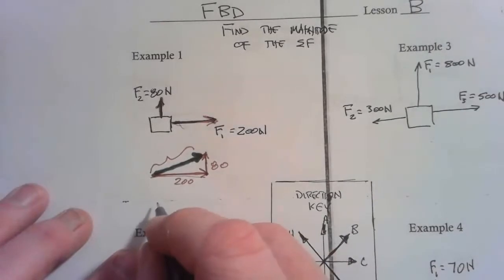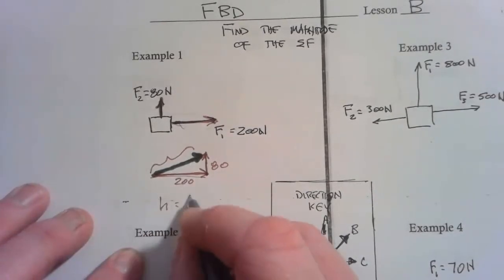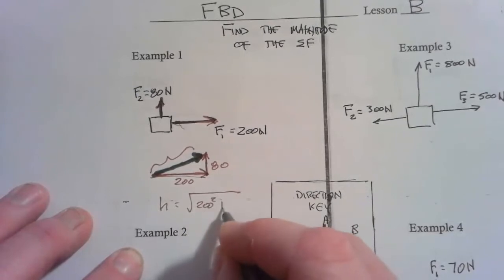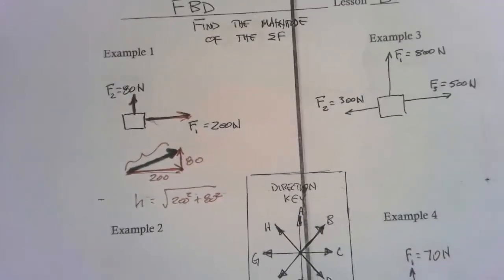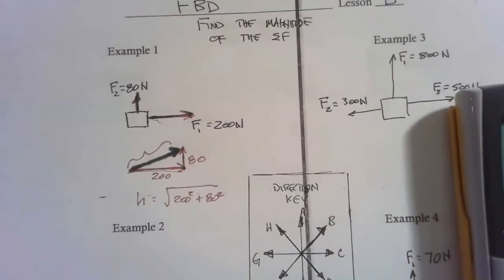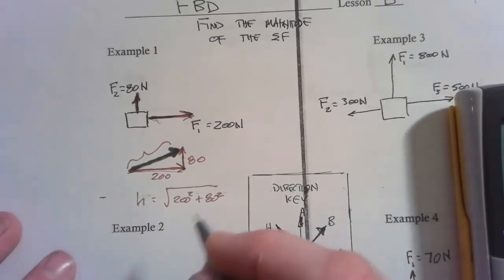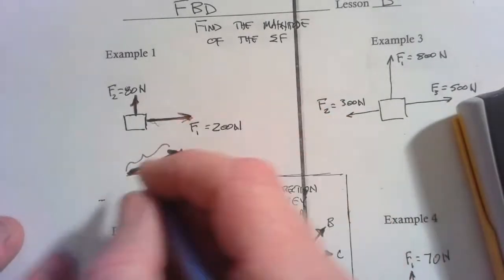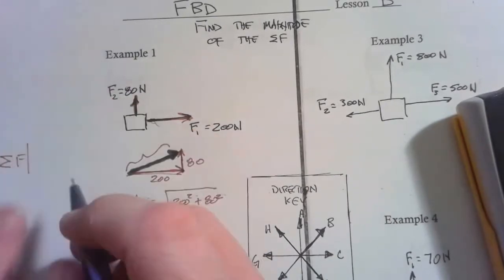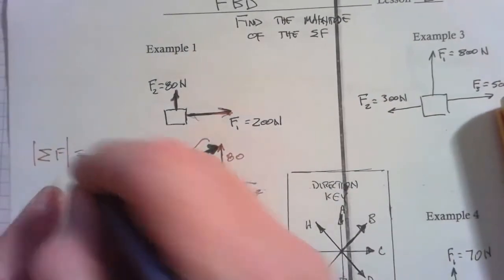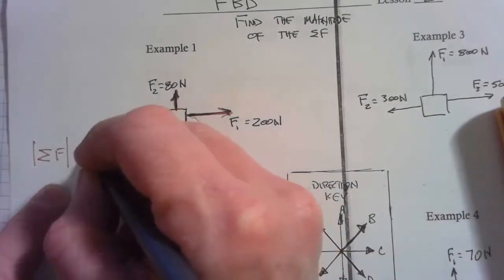You could go back and look, but the Pythagorean Theorem says that the hypotenuse is equal to the square root of 200 squared plus 80 squared. So 200 squared plus 80 squared, and then take the square root. That's 215.4. So we would say the net force has a magnitude, with these two lines on either side for absolute value, of 215.4.